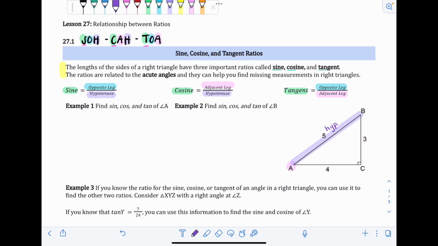And then between opposite leg and adjacent leg, so the sides of a right triangle that are not the hypotenuse, the general term for them is leg. So these are the two legs of the triangle. And then in terms of opposite or adjacent, opposite means it's on the opposite side of the triangle. So if I were to take angle A and draw an arrow pointing to the opposite side, it would point at the opposite leg. So that means that BC is going to be the opposite leg from angle A.